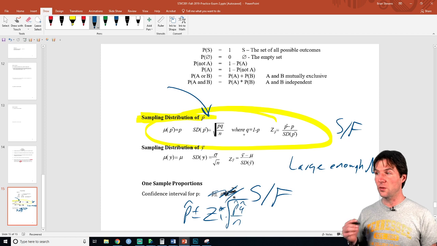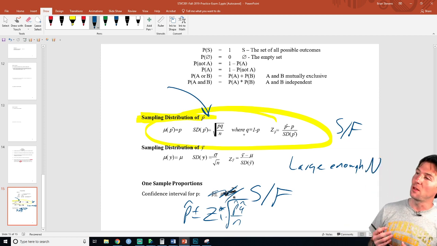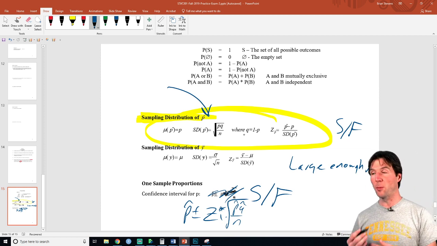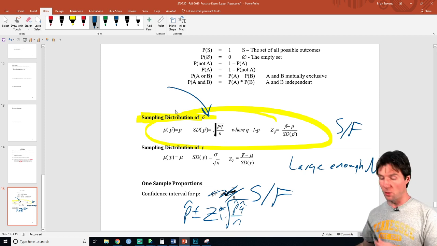So these are the conditions right here. Success failure for the sampling distribution of p hat. Sampling distribution of y bar needs a large enough n. And then one sample proportion confidence intervals is also success failure. So we know our conditions and we know when to apply them.